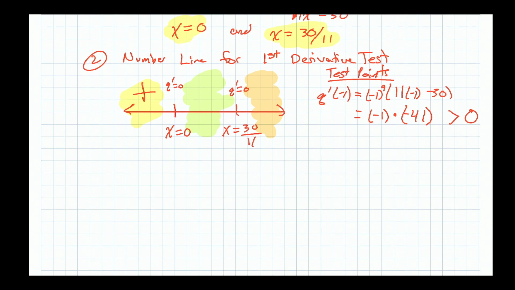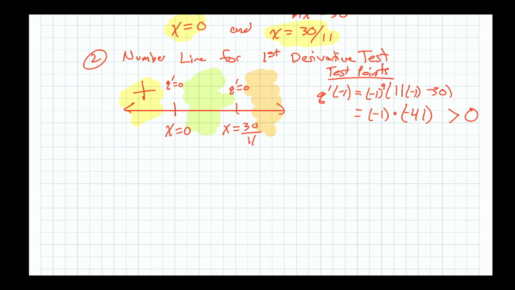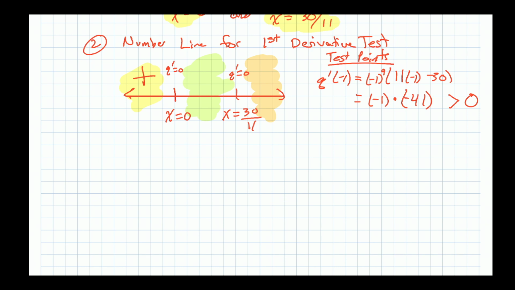Okay. Now we need the middle interval. So between x equals 0 and x equals 30 over 11. Now 30 over 11 is about 3. So +1, for example, is definitely in the green interval. So let's try Q prime of 1. That will be 1 to the 9th, and then 11 times 1 minus 30. So that's 1 times -19 or something like that, which is negative. So that's negative.